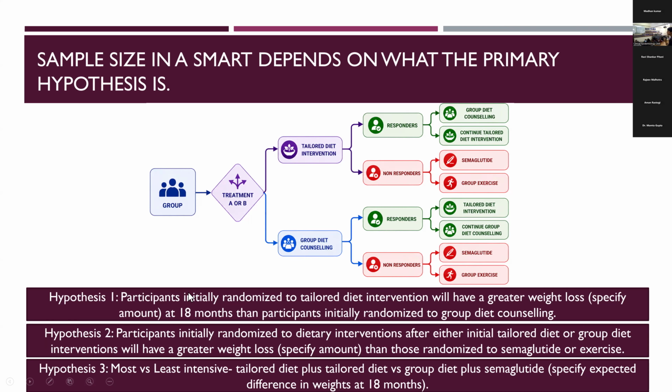Then hypothesis 3 might be most versus least intensive adaptive intervention. For example, the least intensive one will be a group diet followed by a group diet. The most intensive will be a tailored diet followed by probably a tailored diet. Or if you are looking at the financial aspect, the most intensive might be something that involves semaglutide. So your sample size depends on what your primary aim from a SMART is.